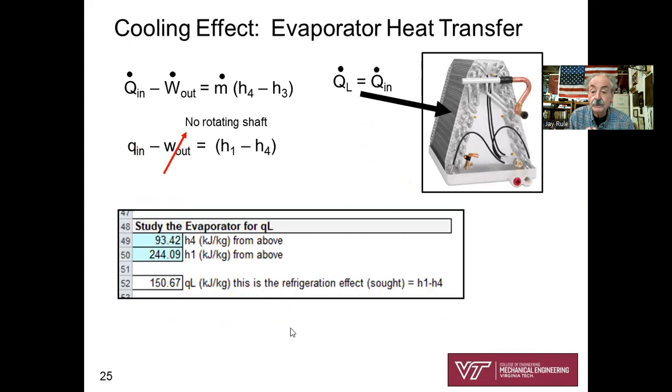Now we're going to determine the evaporator heat transfer, Q dot over M dot. First law for the evaporator: Q in, that's what we're looking for, minus W out. Is the evaporator lifting a weight? Is there a shaft turning, producing power or requiring power? No, so there's no rotating shaft. Q out is 0. And so H out minus H in, H1 minus H4, H leaving minus H entering, equals Q in. So we'll solve straight out for QL. Q into the evaporator is plus, it's going in, 150.67 kilojoules per kilogram. We're going to need that.